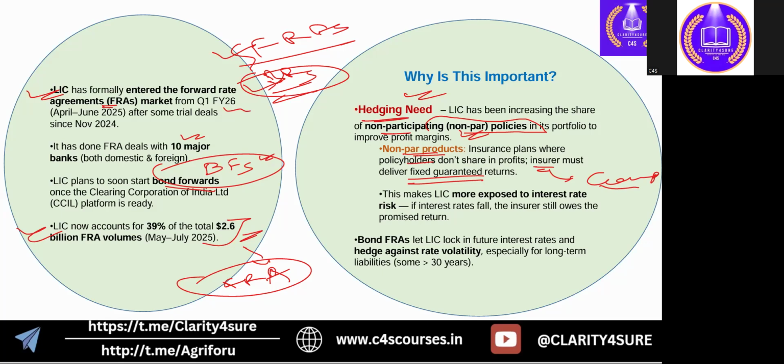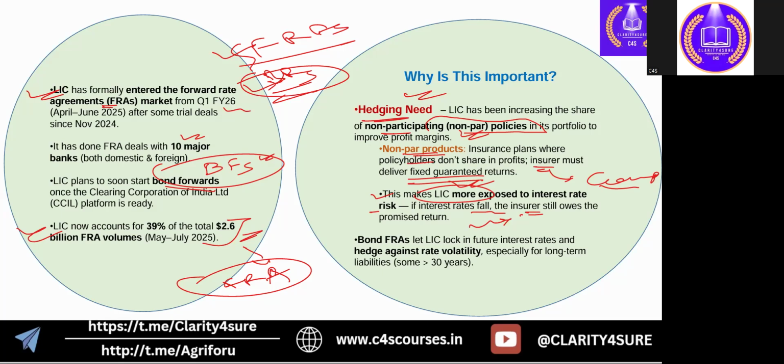All right, this makes LIC more exposed to interest rate risk. If the interest rate falls, then also the insurer has to provide fixed guaranteed returns. तो वहां पे exposure हो जाता है. But in most cases, we expect that with time, interest rates actually rise. At that moment, it will be beneficial for institutions like LIC which provide guarantees to their policyholders.